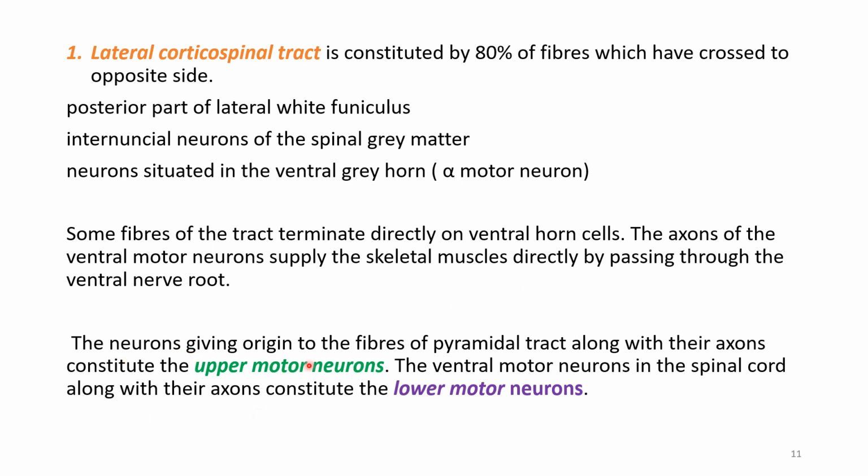The neurons giving origin to the fibers of the pyramidal tract, along with their axons, constitute the upper motor neurons. The ventral motor neurons in the spinal cord, along with their axons, constitute the lower motor neurons. So the whole pyramidal tract, up to the innervation, that is up to the alpha motor neuron, is the upper motor neuron. The alpha motor neuron is the lower motor neuron.